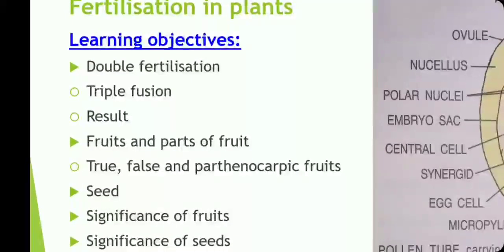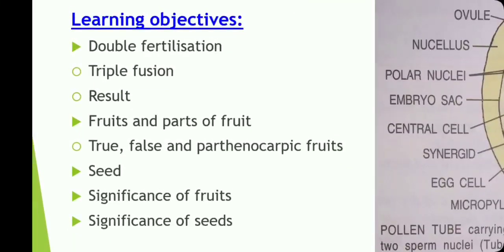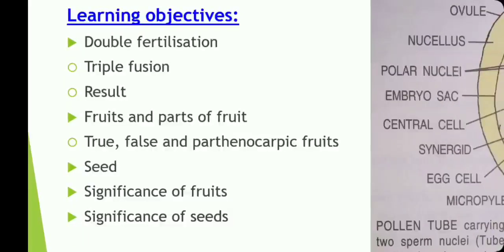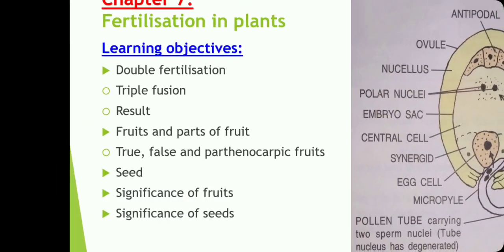So, these are the learning objectives you can see: double fertilization, under which we are going to read about triple fusion result. The next is fruits and parts of fruits, under which we are going to read about true, false, and parthenocarpic fruits. Seeds, significance of fruits, and significance of seeds.